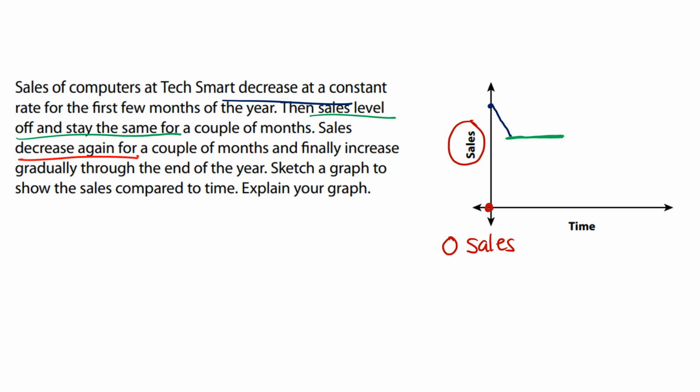Sales decrease again, so we're going to keep going down for a couple of months. And then they finally increase gradually through the end of the year. So we're going to go back up. We're just following the words in the word problem to draw the graph at the right.